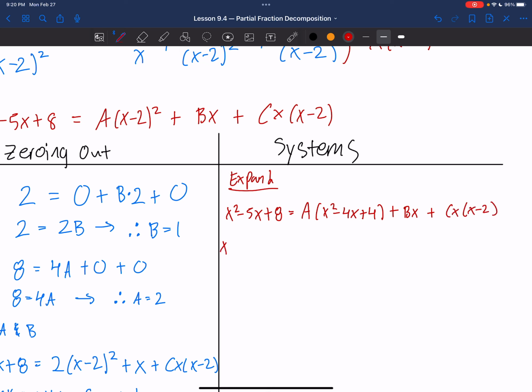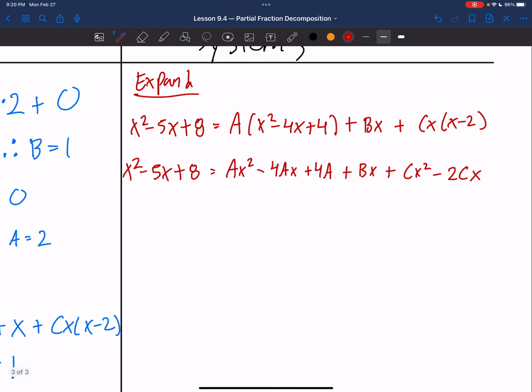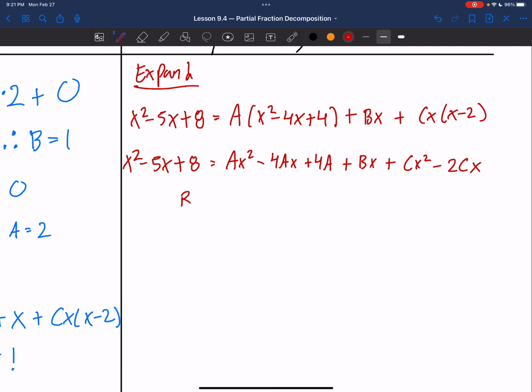But we're not done expanding. Let's fully distribute all of this. Ax squared minus 4ax plus 4a plus bx, and then let's distribute cx, so it's plus cx squared minus 2cx. Now rearrange so that it starts to look like standard form.